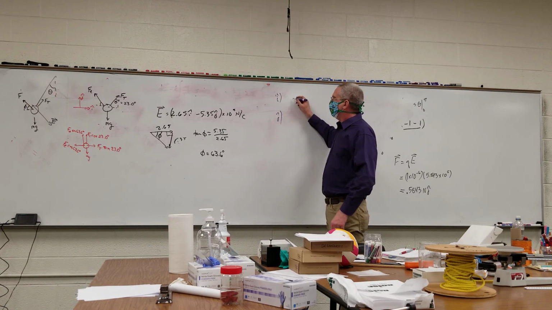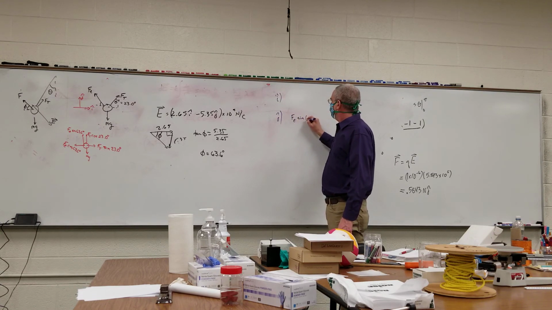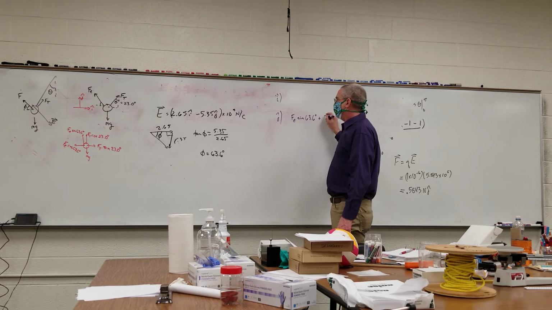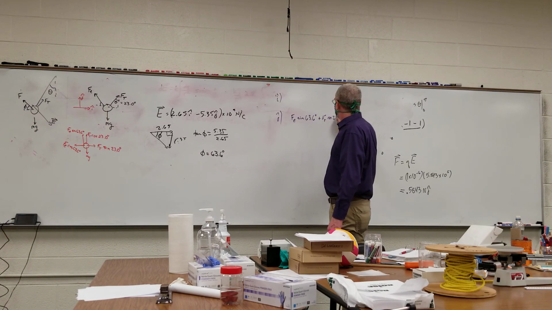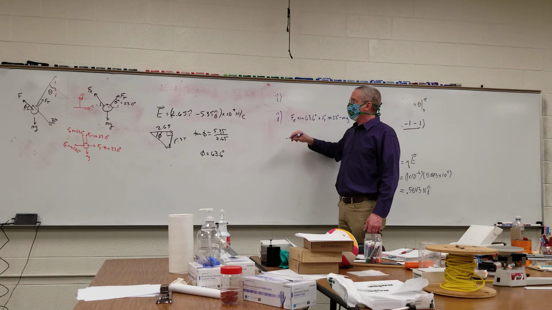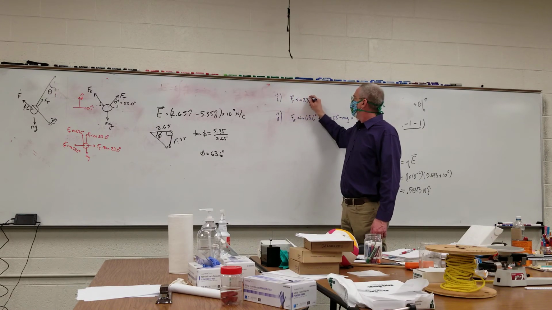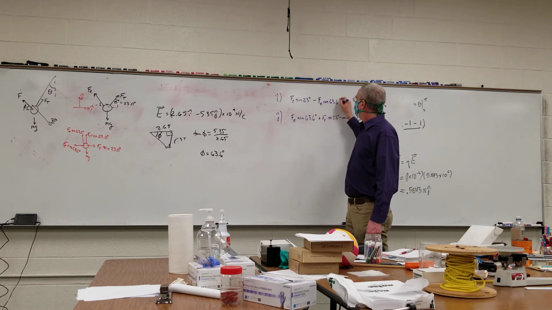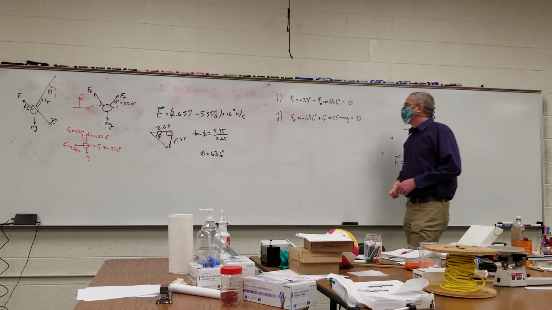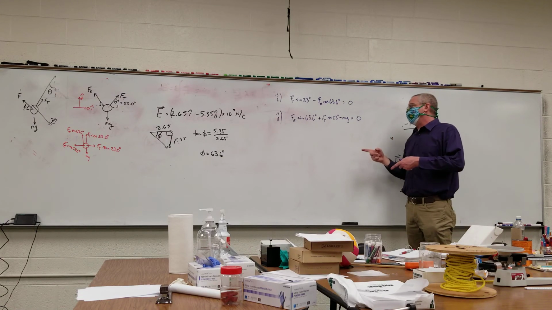My j hat equation: Fe sine 63.6 plus Ft cosine 23 degrees minus mg is equal to 0. It's an equilibrium. My i hat equation: Ft sine 23 minus Fe cosine 63.6 equals 0. And now it's a math problem. We can solve for Fe.